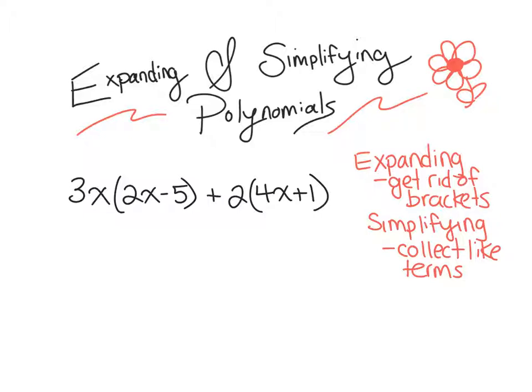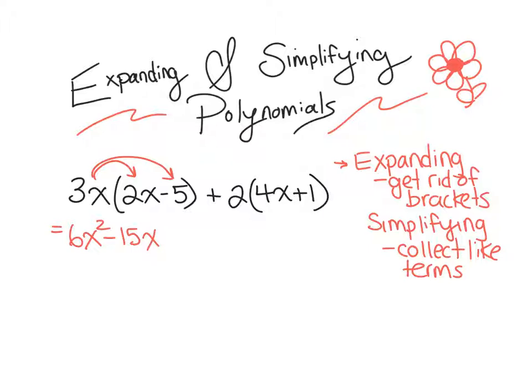And then next year in grade 10, you're going to learn how to take your expanded and simplified version and put it back into something like this. Okay, so our first step is to expand. So we need to know how to multiply this monomial by this binomial. So we're going to multiply everything inside of it by 3x, which gives us 6x squared minus 15x.